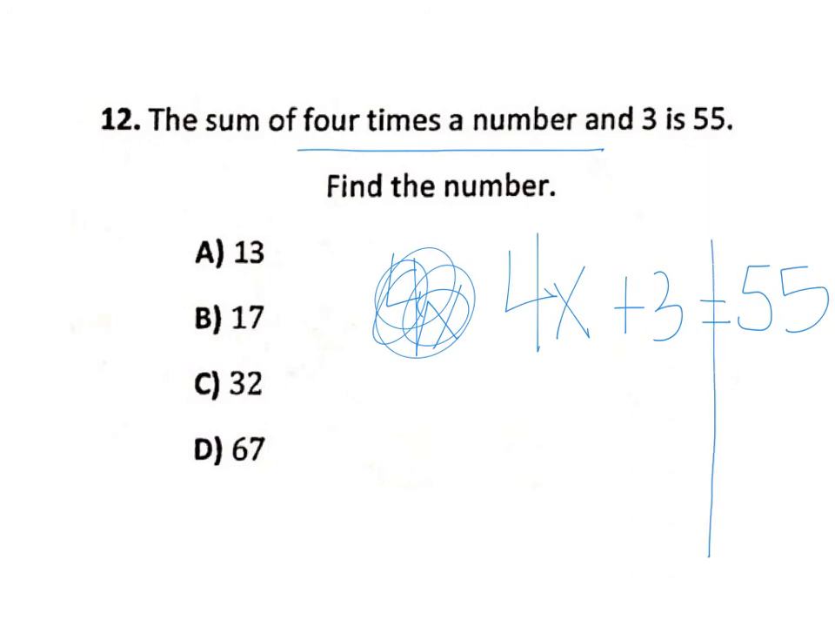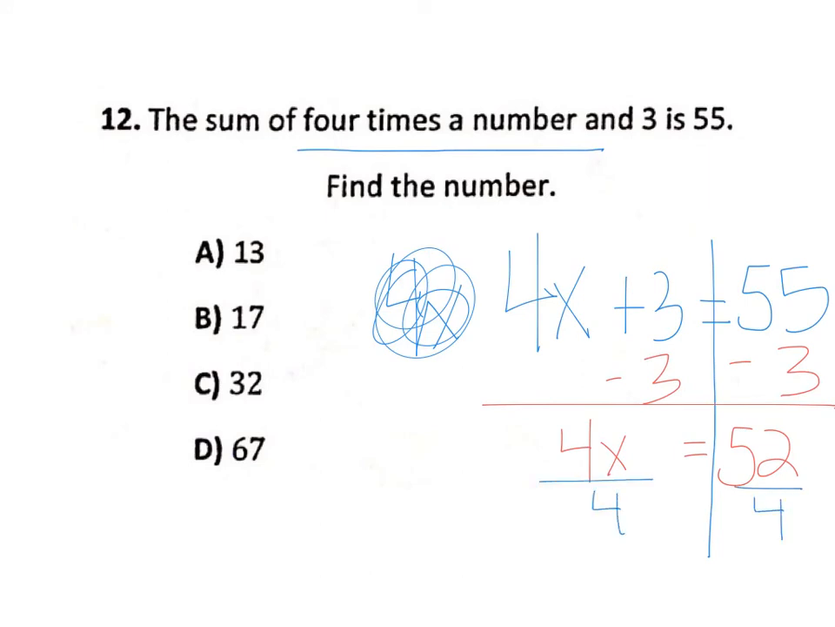Or you could solve it algebraically. So we'd have to move the 3. Minus 3 gives you 4x equals 52. And then divide by 4, x equals 13. So A was the correct answer for number 12.